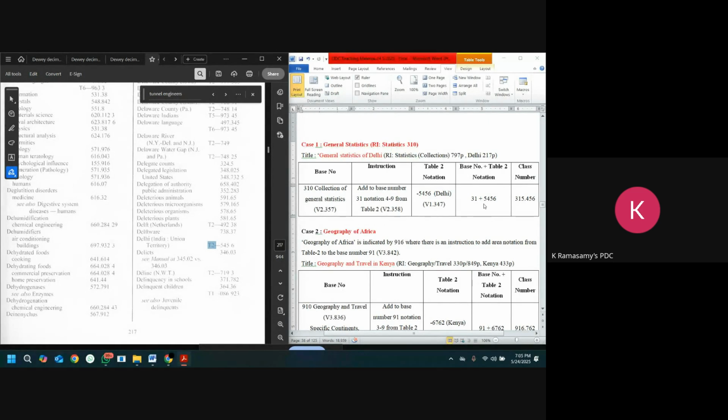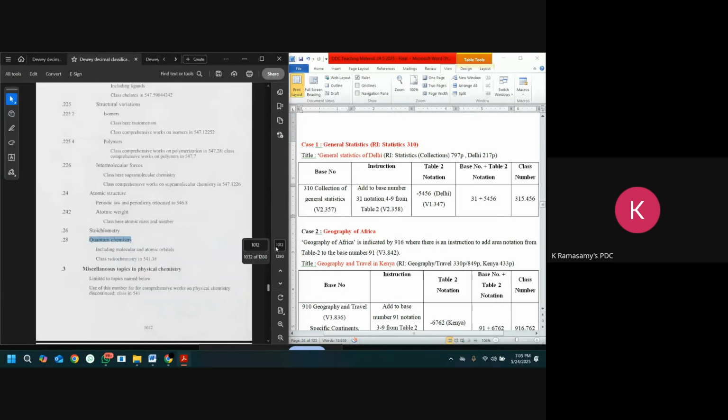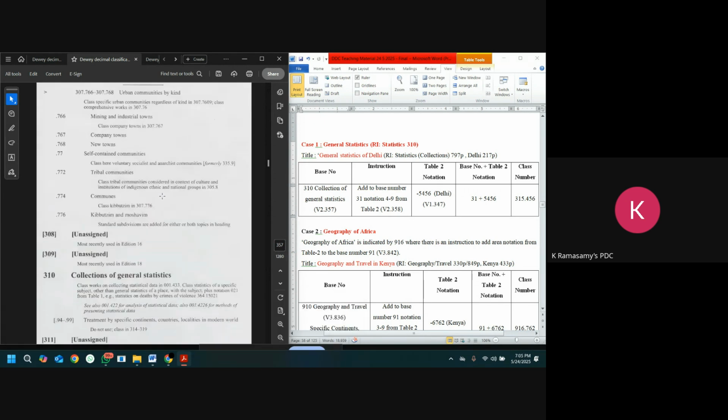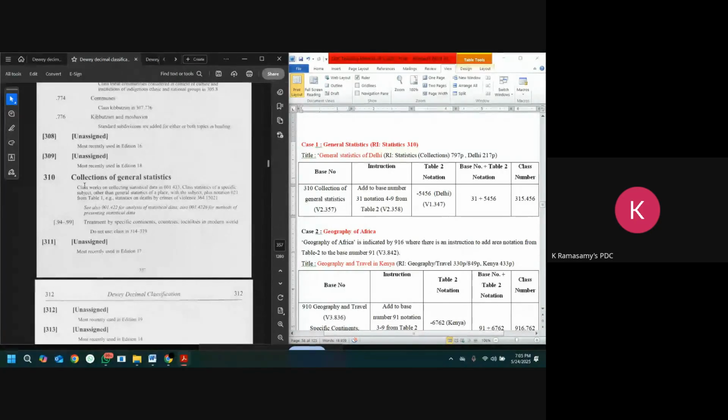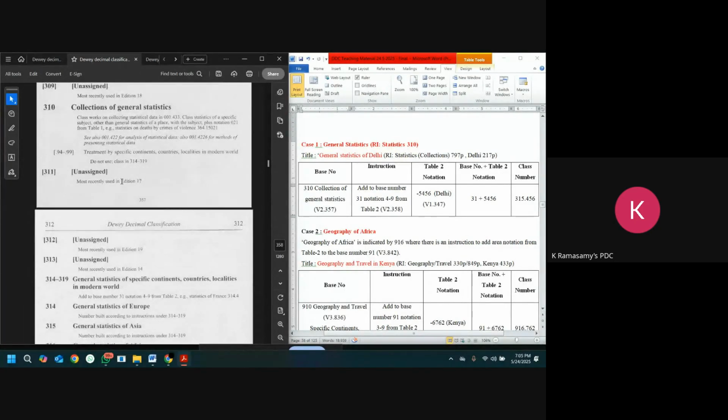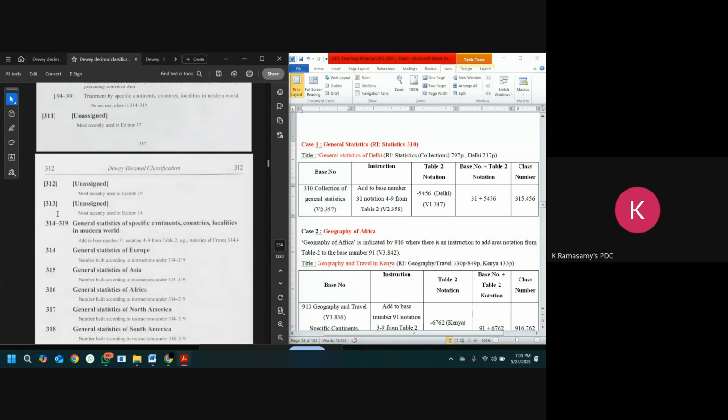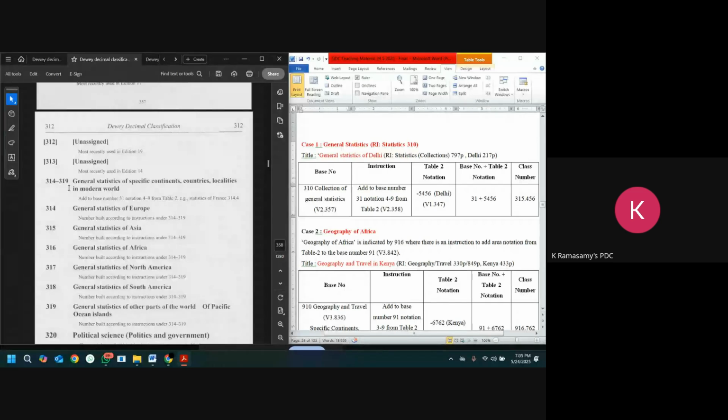Now I need to add. I need to find out, is there any instruction given under 310 to add an area number? So I need to go to volume 2. In volume 2, I need to go to general statistics. The general statistics number is 310. 310 stands for collections of general statistics. 311 is unassigned. Let us not worry about it. 314 to 319, general statistics of specific continents, countries. Add to a base number 31. What is the base number? 31. So 31 is taken as a base number.